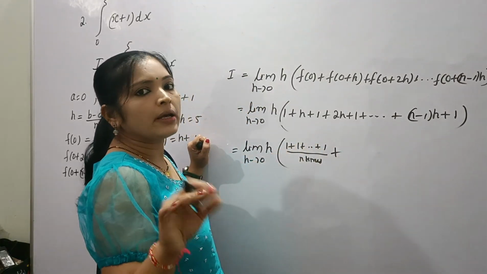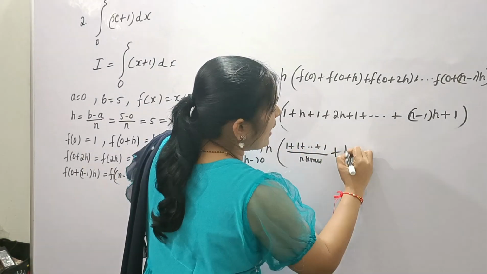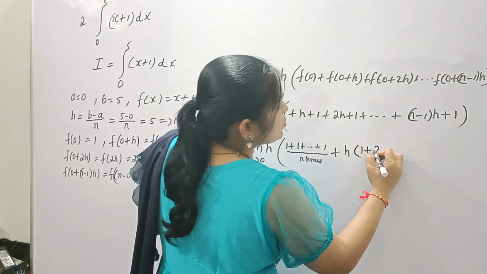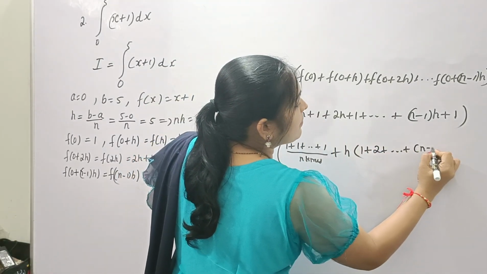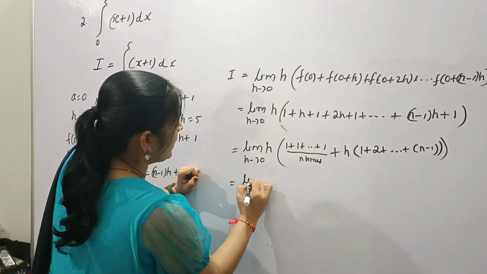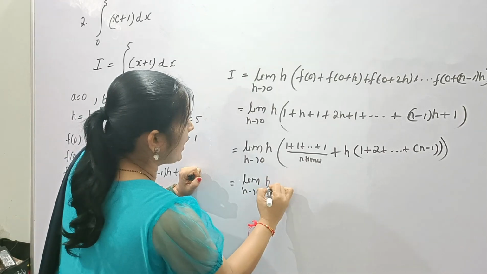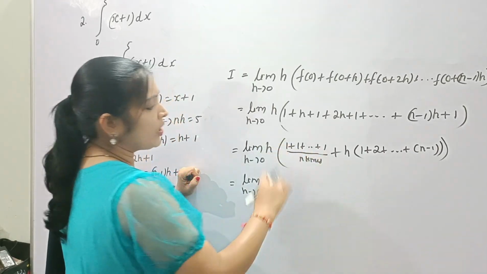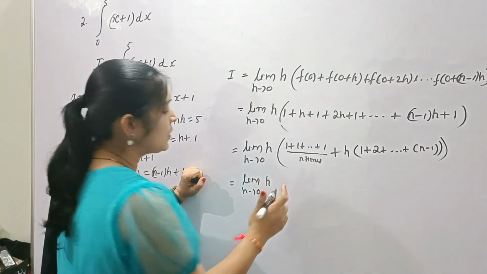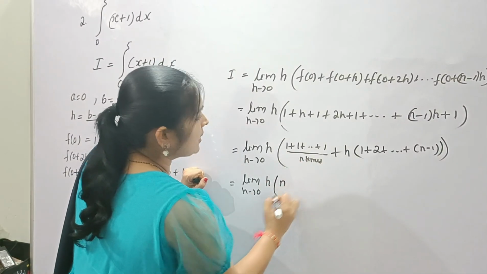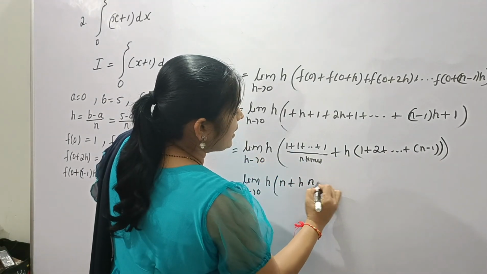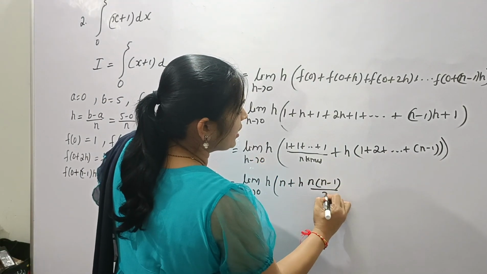So in all the terms h is common, right? So we can take h outside, h into 1 plus 2 plus 3 plus etc. plus n minus 1, right. That is equal to, here limit h tends to 0, h into, here it is nothing but 1 plus etc. plus 1, n times, which is nothing but their sum is n, right. So it is n plus h into, this one is nothing but n into n minus 1 divided by 2.